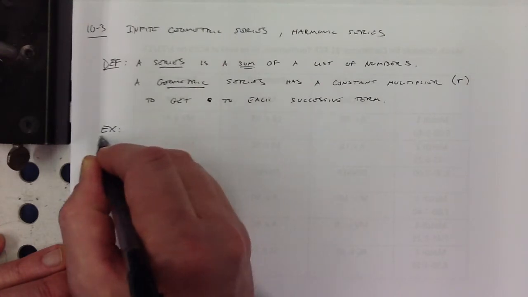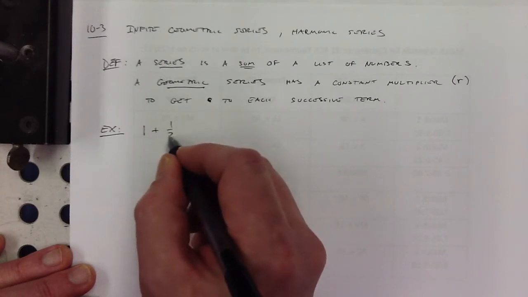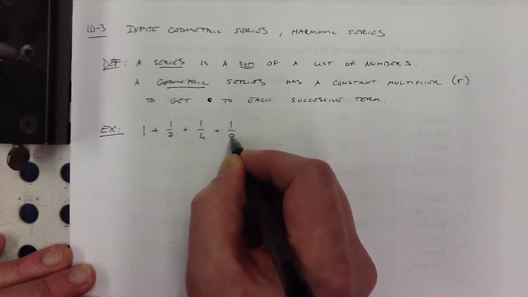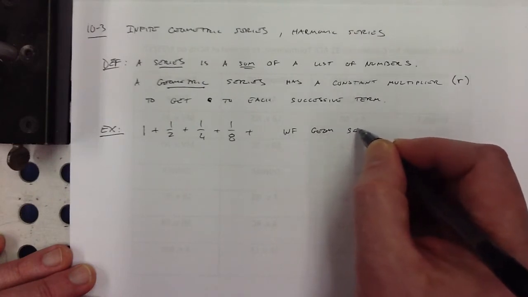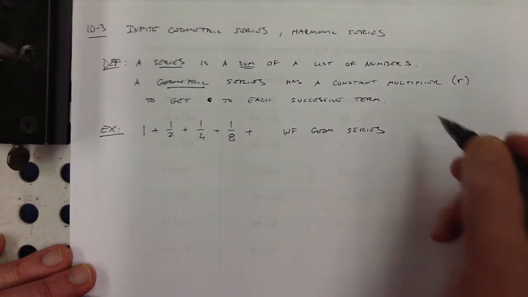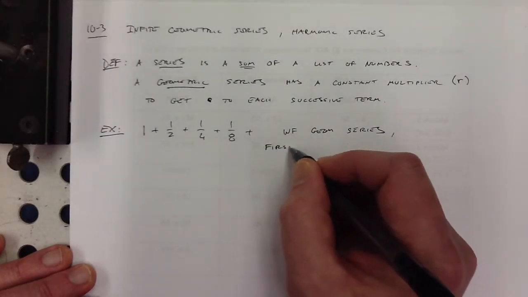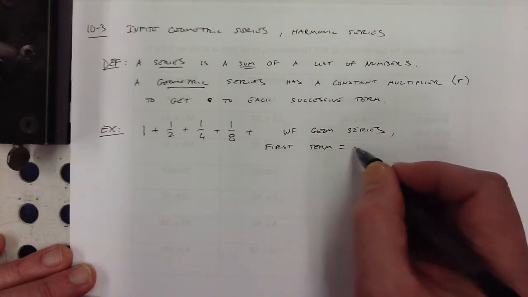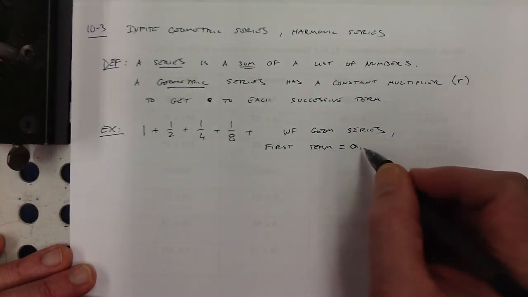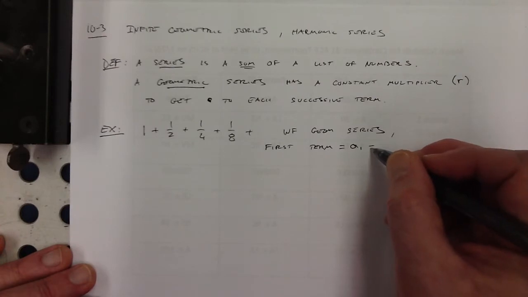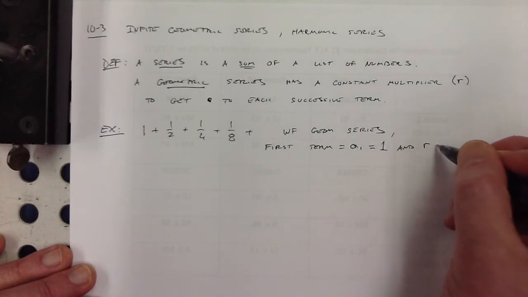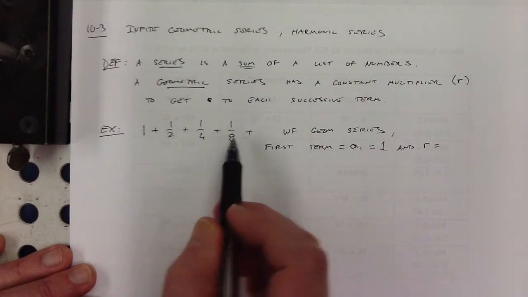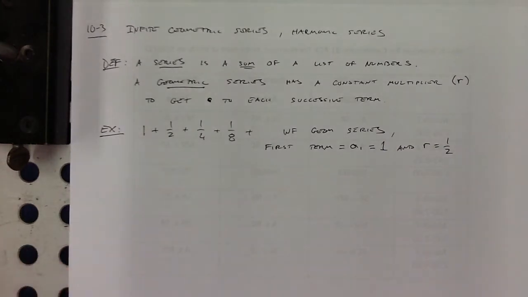here's an example. 1 plus 1/2 plus 1/4 plus 1/8. This is an infinite geometric series. And we would say the first term, which we often say that's called A1, similar to the way we used A's in section 10.1, is equal to 1. Right? That's just the first term. And R, the multiplier, how do you get to the next term? We multiply by 1/2. That's all. So you've seen that before.